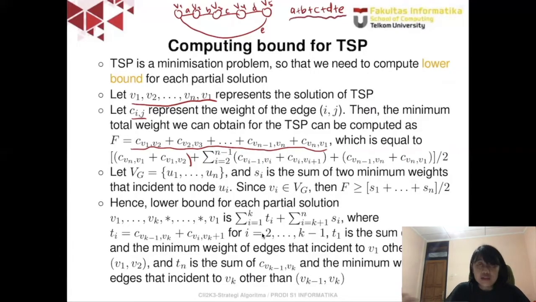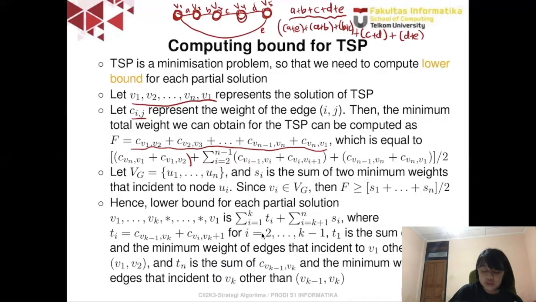And this addition can also be written as the two edges that are incident to V1, which are A plus E. And then we add edges that are incident to V2 in the cycle, which are A plus B. And then we add edges that are incident to V3, which are B plus C. Also edges that are incident to V4, which are C plus D, and edges that are incident to V5, which are D plus E. And because we add each edge's weight twice, of course we need to divide it by 2.